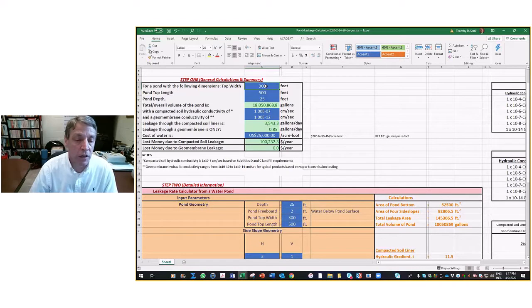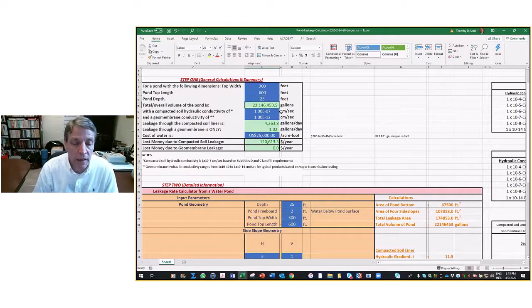So the cursor is now on the dimensions of the pond. In this particular example, the top width of the pond is 300 feet. The length of the pond is 500 feet, and I can change that to 600, and you'll watch all the calculations change. And then the next blue input is the pond depth.